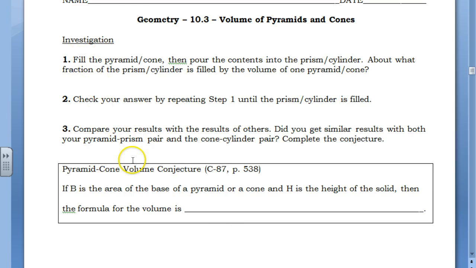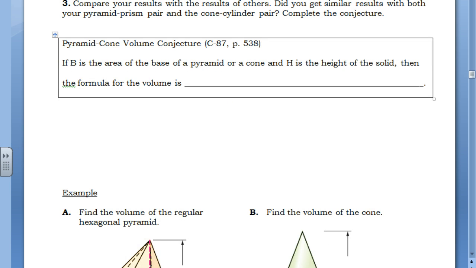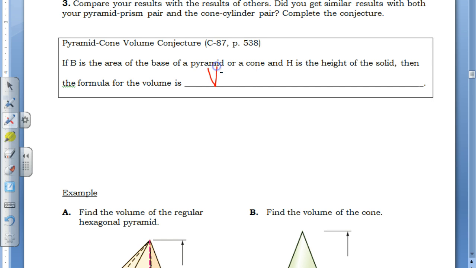So you don't need to worry about going through the investigation, but basically what you'll find if you were to do it was that the volume of a pyramid is always 1/3 the volume of the prism with the same base. So if we know the volume for the prism of any base, we can take that same volume, and 1/3 of it means we divide by 3, and it'll be the exact same volume.